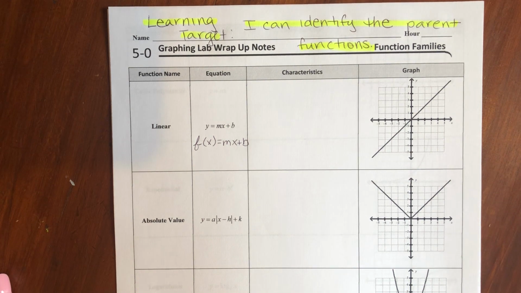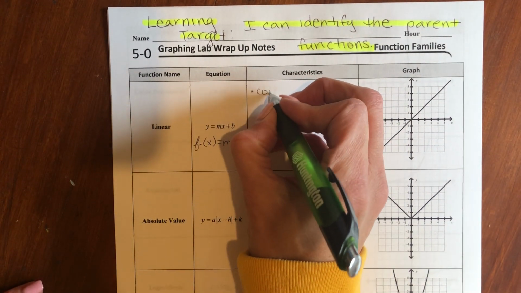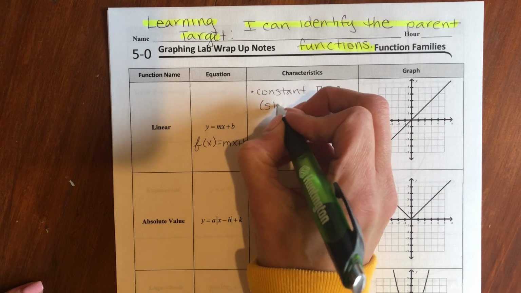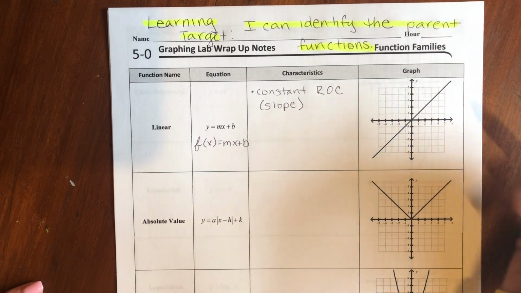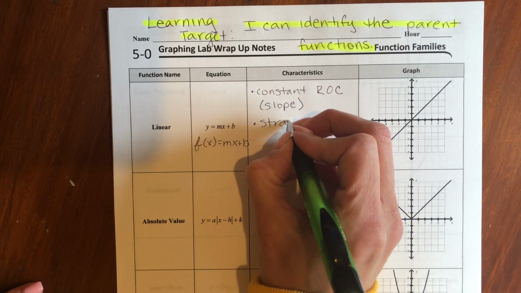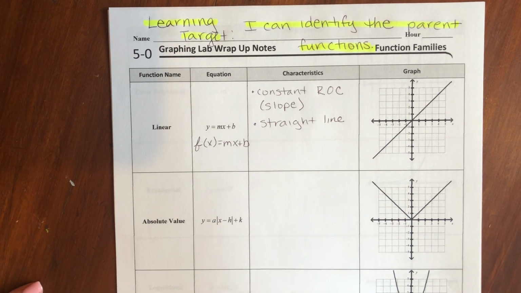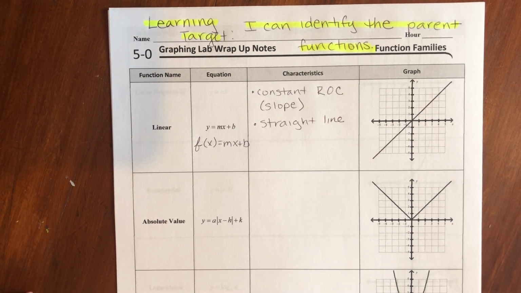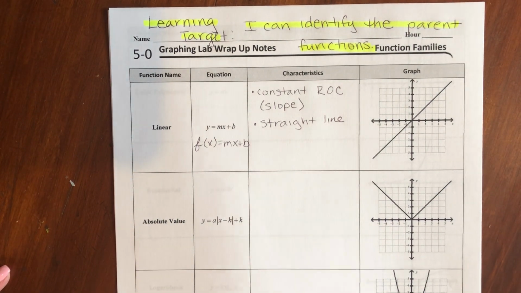So let's just go over some characteristics that we know about the linear function. We know that it has a constant rate of change, or slope. We know that it is a straight line. We've talked a little bit about domain and range, and we'll come back to that and what that looks like when you're reading the graph. So we'll leave that blank for now. Leave yourself some place. We might come back to that in another lesson.